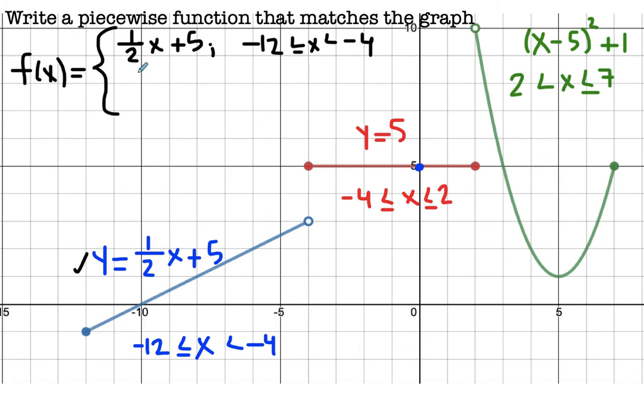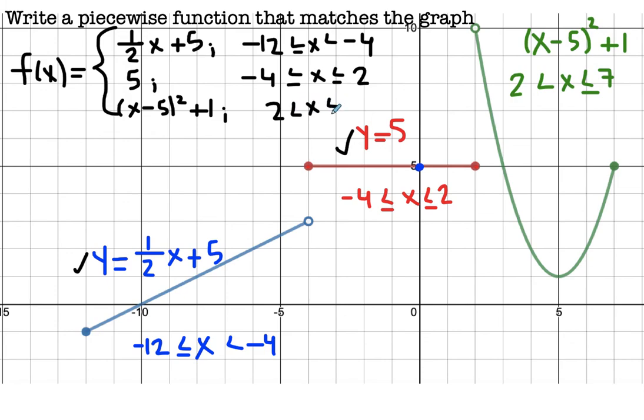My second one is just y equals 5. So all you have to do is put a 5, put your semicolon, and that is going to be between negative 4 and 2. So we got that one. And then the last one is the quadratic. You can put these in any order, it really doesn't matter. And that domain is defined between 2 and 7. And this right here is my piecewise function that matches the graph.